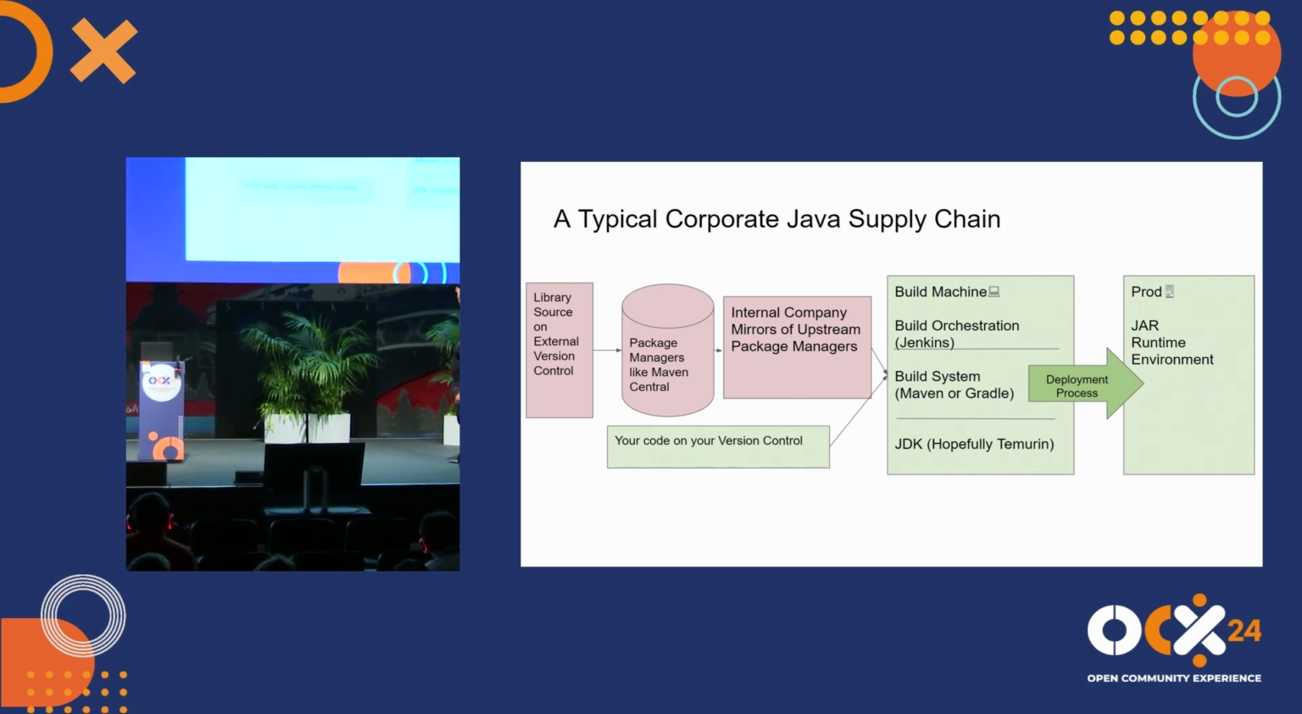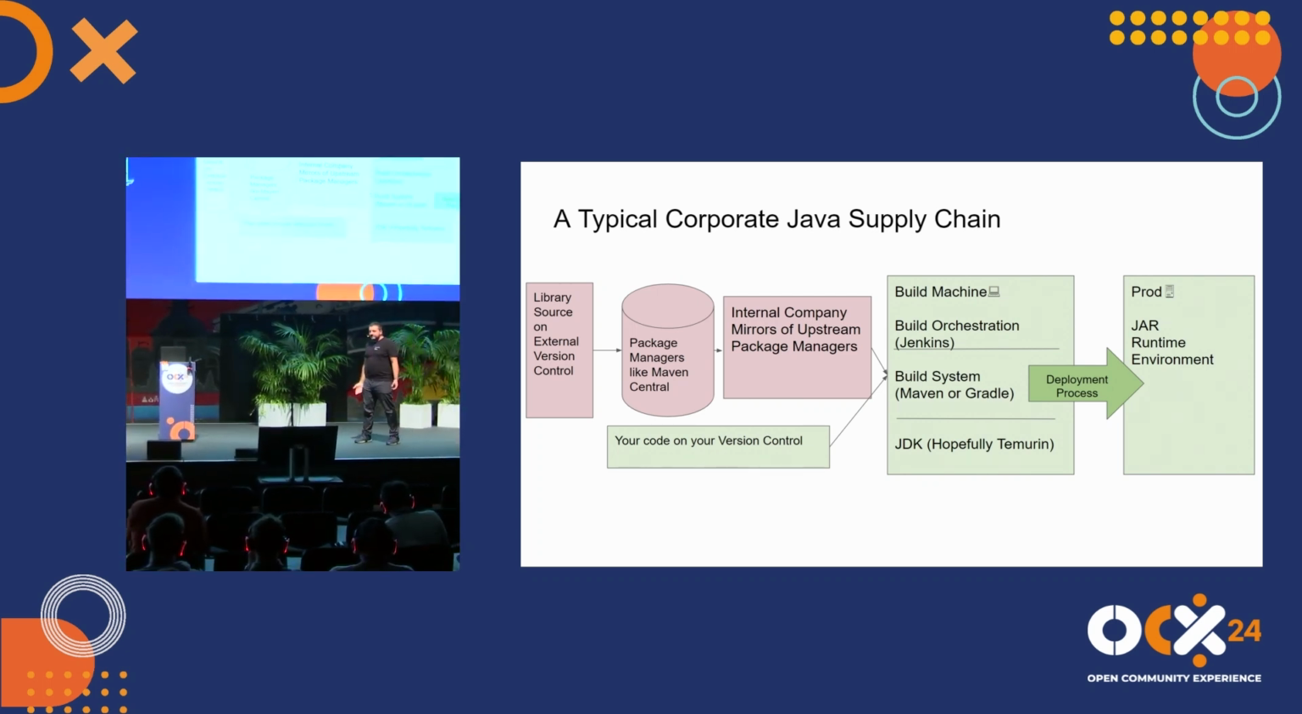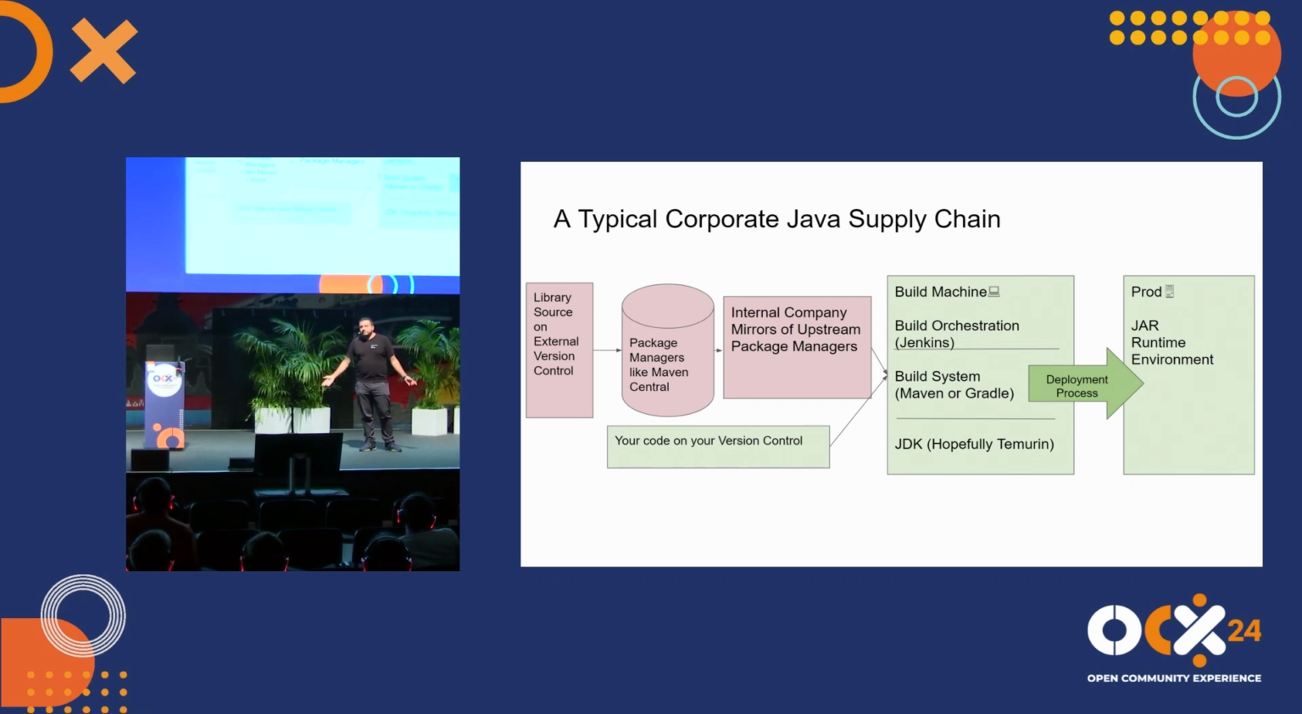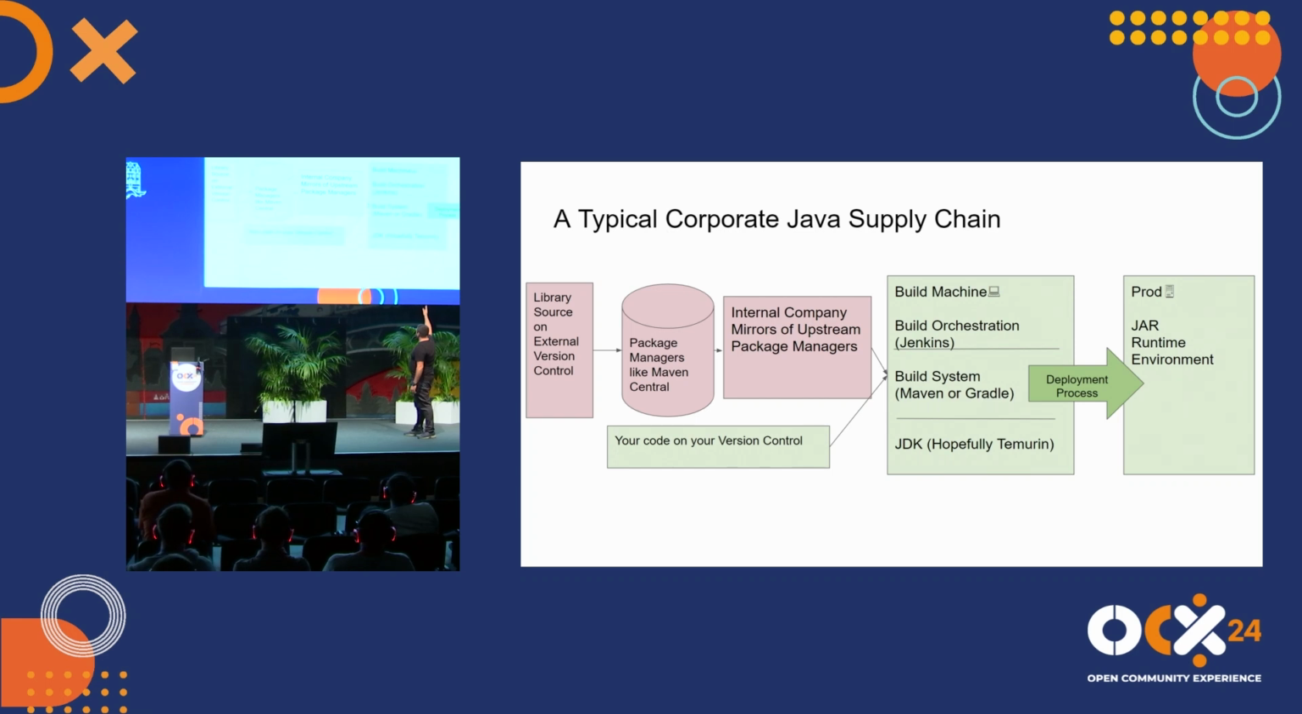All this stuff gets pulled into build machines, and depending on your company, if you're using GitHub, you could be using GitHub Actions. If you're not, you might likely be using something like Jenkins. And this build orchestration would call into your build system, generally Maven or Gradle. And then you've got your JDK. Hopefully this is Eclipse Temurin. If it's not Eclipse Temurin, consider using Eclipse Temurin. It's free, it's secure. There's a lot of great talks about it at this conference. So all of these components could be compromised.